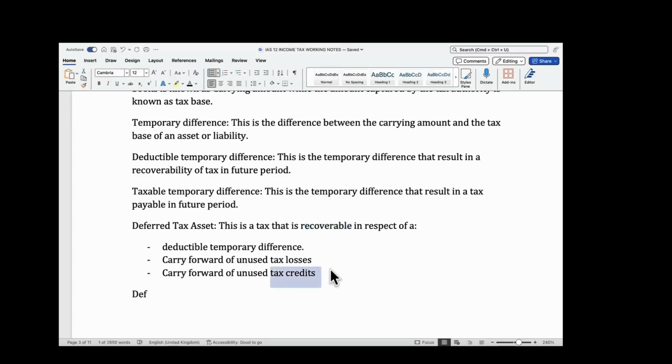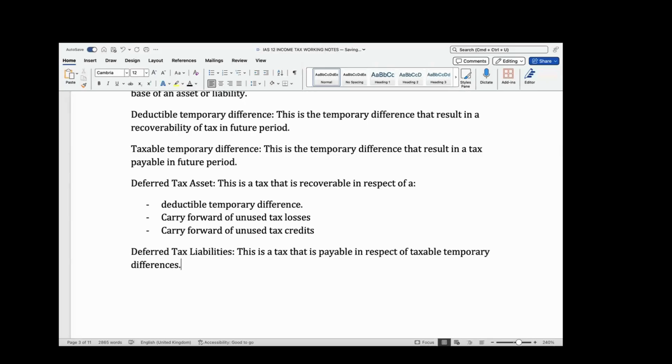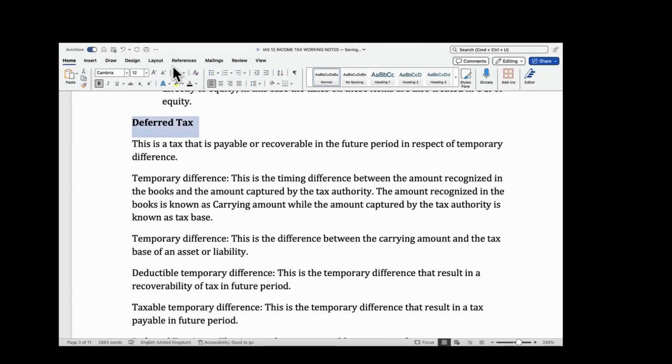The same thing for tax credits, like when you have withholding tax credit, you can also use that against your future income tax. So all of that, you account for them as a deferred tax asset. And also for deferred tax liabilities, this is a tax that is payable in respect of taxable temporary differences. In respect of taxable temporary differences. Okay, so that's the background to deferred taxes.